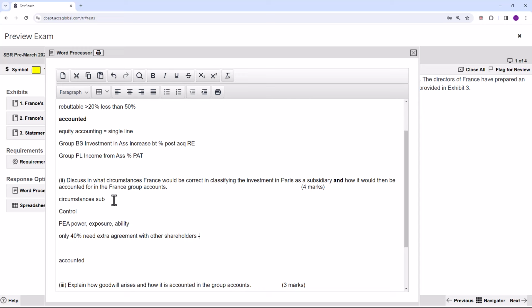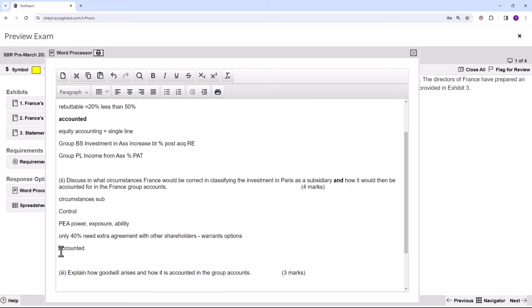It is possible also that you could talk about warrants and options that can be exercised. So that could be something else you could talk about. You could talk about the dispersion of the other shareholdings if they're unconnected. But it's only 2 marks. You're getting 1 mark for dealing with control in a proper sentence and trying to say that control is about power, exposure, and ability. So I'm having to rein in my knowledge and enthusiasm to make sure that I don't run out of time.